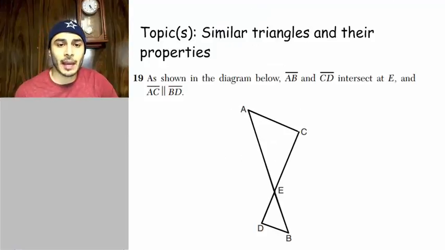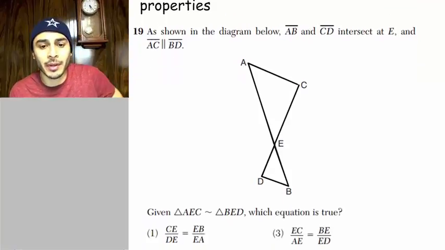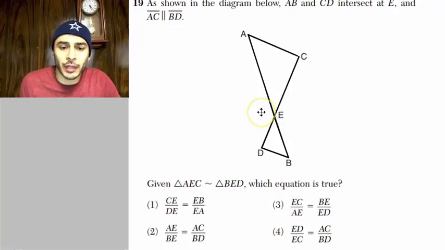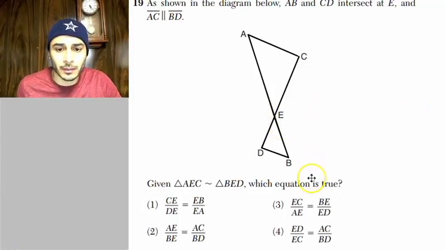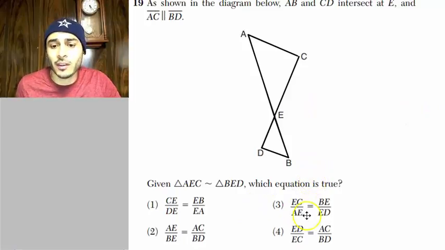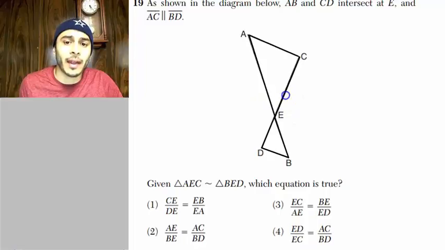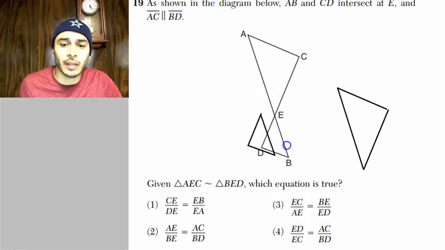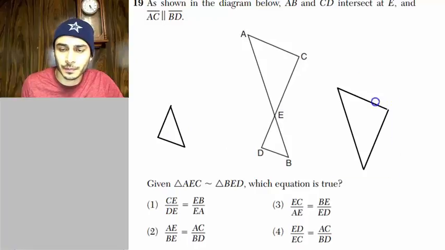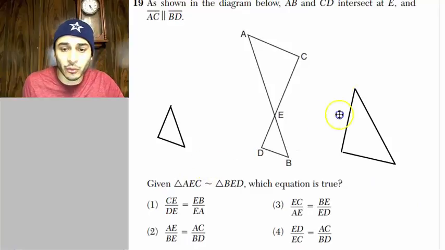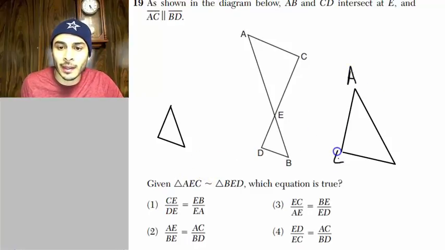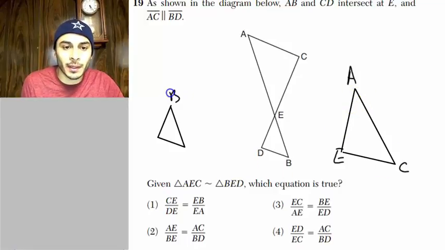Okay, so number 19, the topic tested here is similar triangles and their properties. And we're given that triangles AEC and BED are similar. And what we are supposed to do is, given that they are similar, which of these proportions is true? So that implies that 3 of them are not true. So what I'm going to do is I'm going to go ahead and separate the triangles. Okay, so I separated them. And according to this, triangle AEC corresponds to triangle BED.